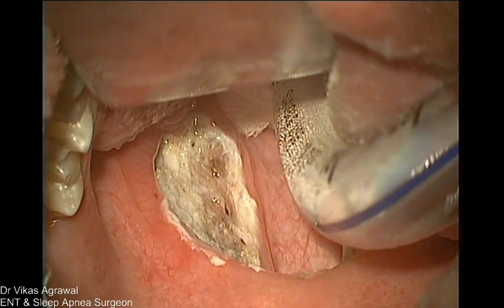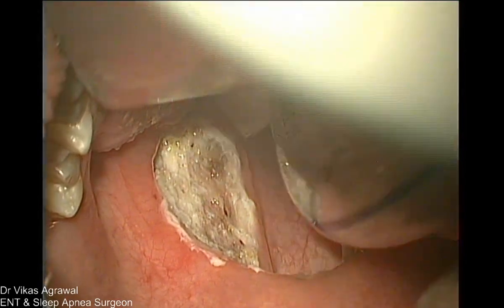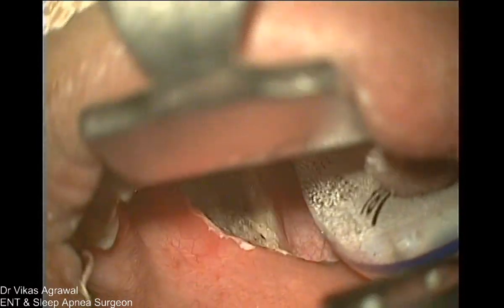Correct? Right. Now we shift the tube onto the other side. Dr. Kalpesh will shift the tube onto the other side. We'll come on to the other side. Yeah. We might have to shift the throat pack to the other side as well.